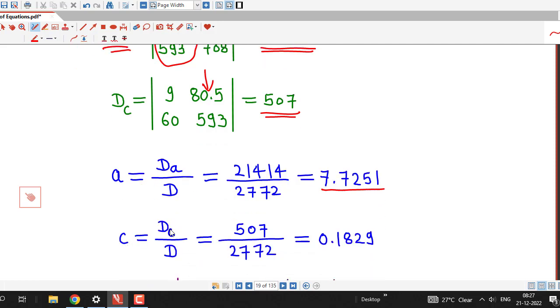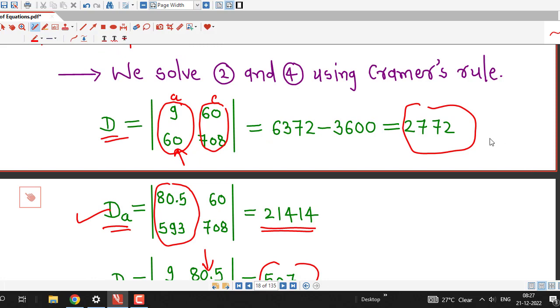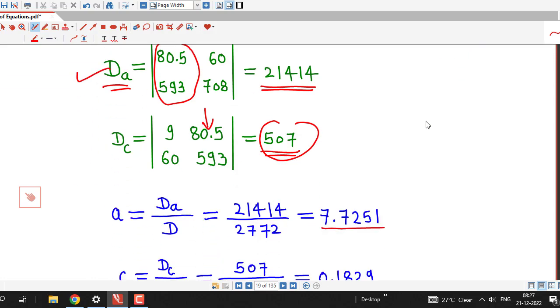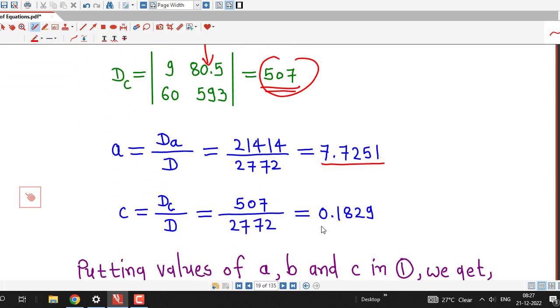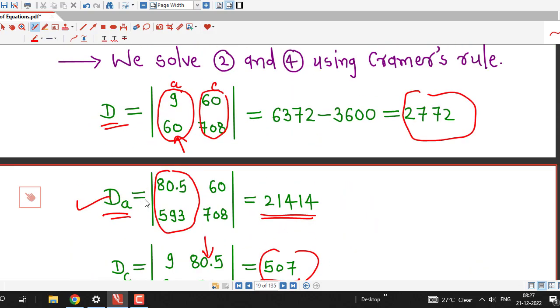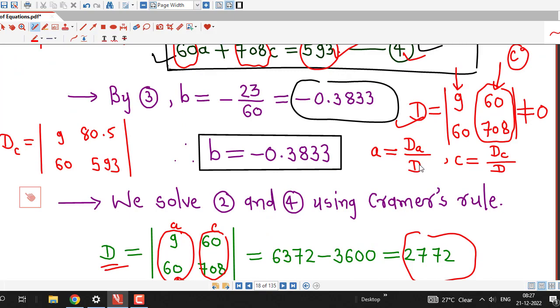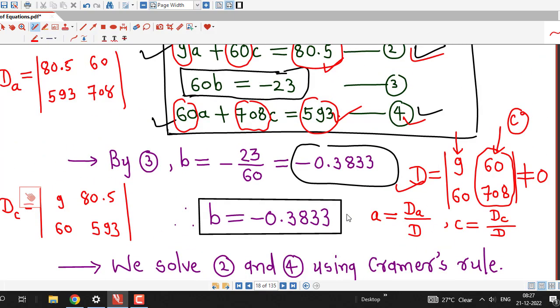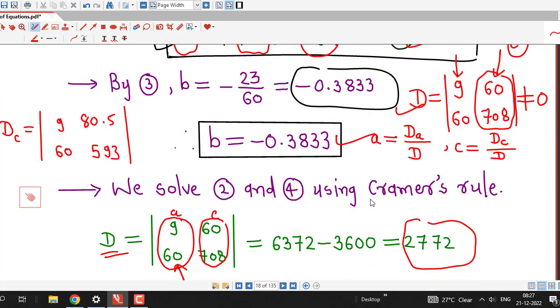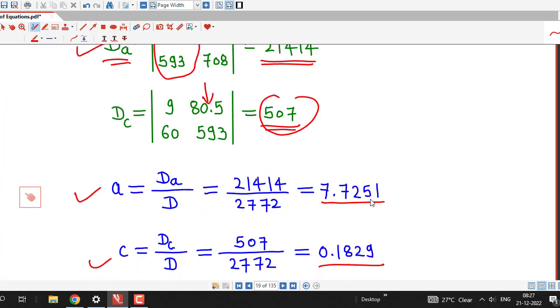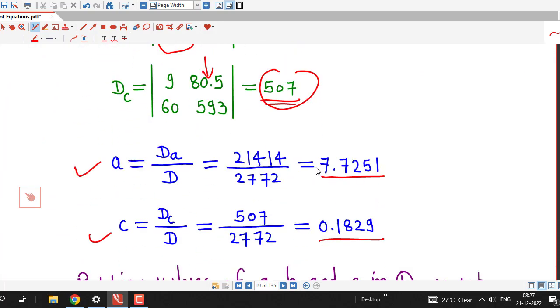C turns out to be D suffix C divided by D, 507 divided by the value of D, 2772, that turns out to be 0.1829. So now we have values of all the constants A, B and C. B is minus 0.3833 and A and C are found by Cramer's rule.